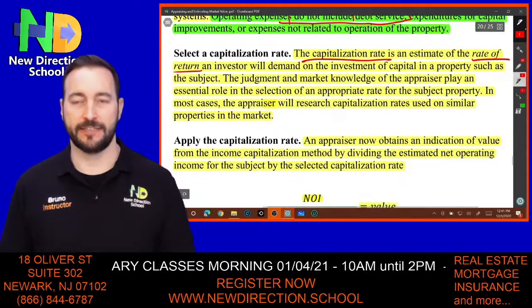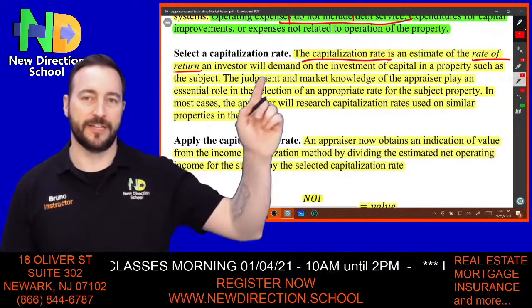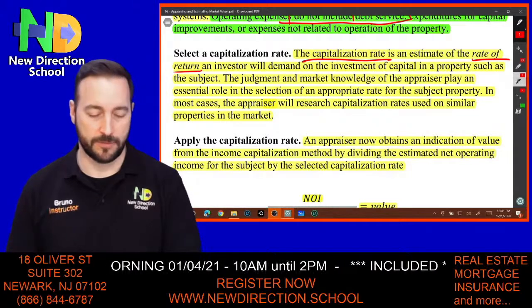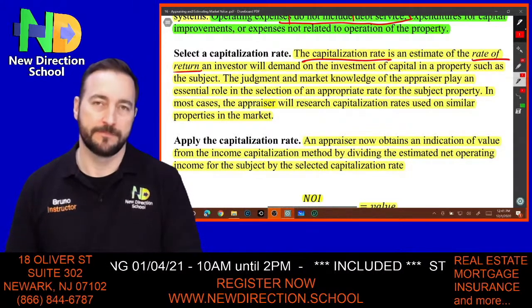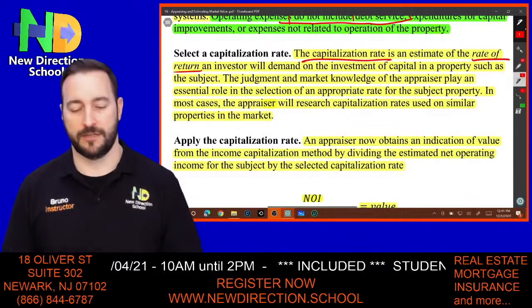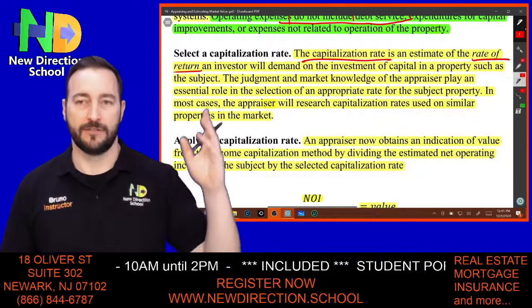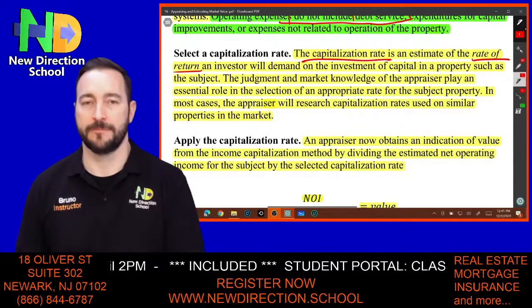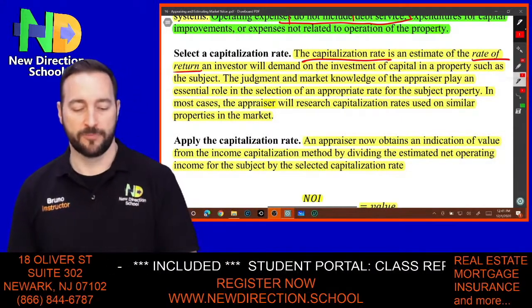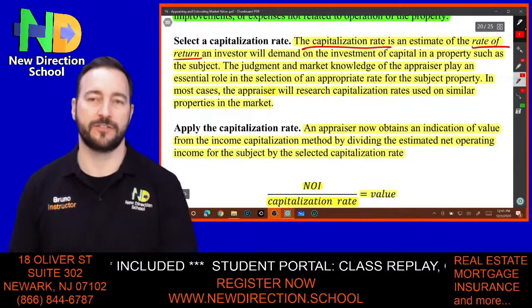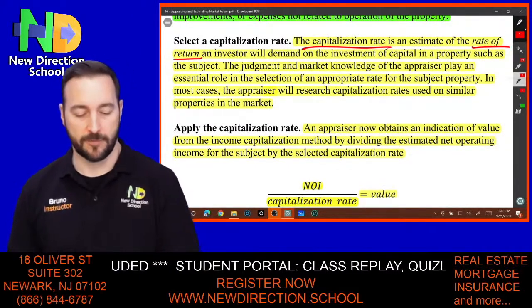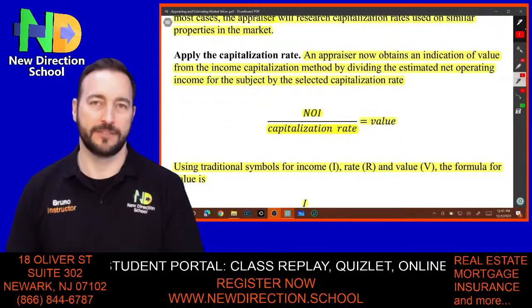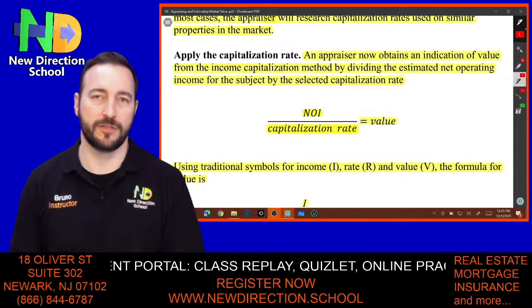Now, the capitalization rate is an estimate of the rate of return that an investor will demand on the investment of capital in a property such as the subject property. The judgment and market knowledge of the appraiser play an essential role in the selection of the appropriate rate for the subject property. In most cases, the appraiser will research capitalization rates used on similar properties in the market. We're going to apply the cap rate. Again, in the state exam, they'll give you that information.